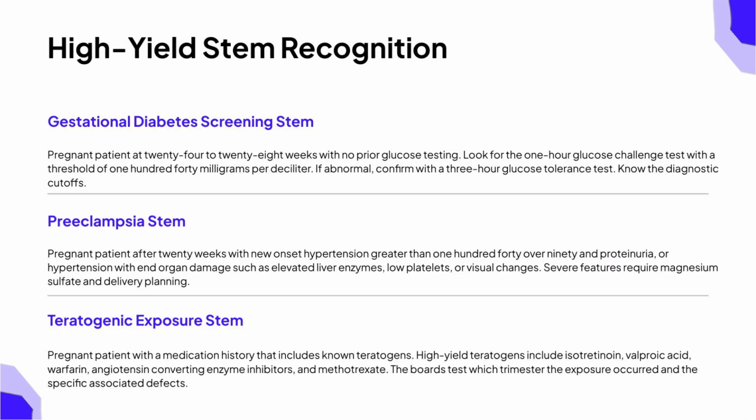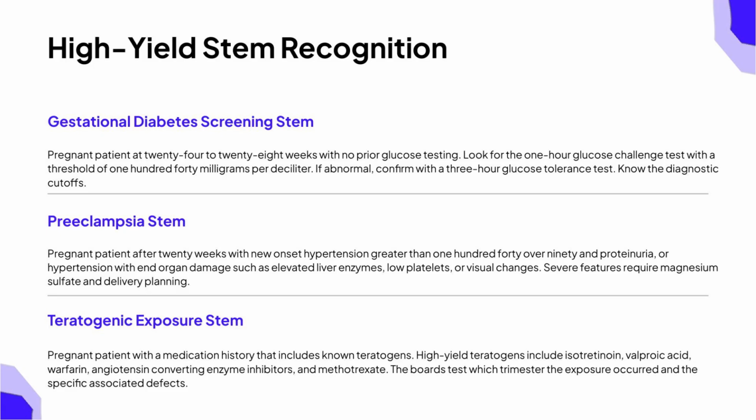Now let us go through high-yield stem recognition for prenatal care. For gestational diabetes screening, the classic stem is a pregnant patient at 24 to 28 weeks presenting for routine screening. Look for the 1-hour glucose challenge test result and know the threshold of 140 milligrams per deciliter. An abnormal screening test requires a confirmatory 3-hour glucose tolerance test. For preeclampsia, look for new onset hypertension after 20 weeks with proteinuria or end organ damage like elevated liver enzymes, low platelets, or visual changes.